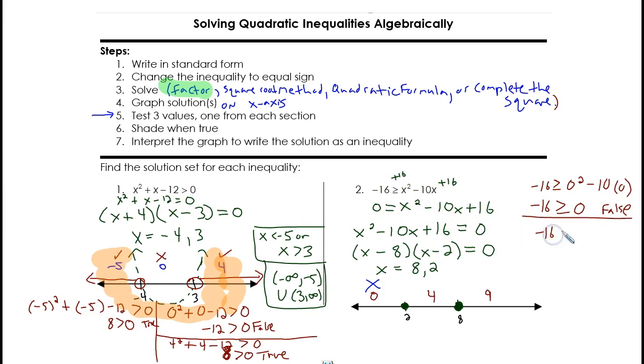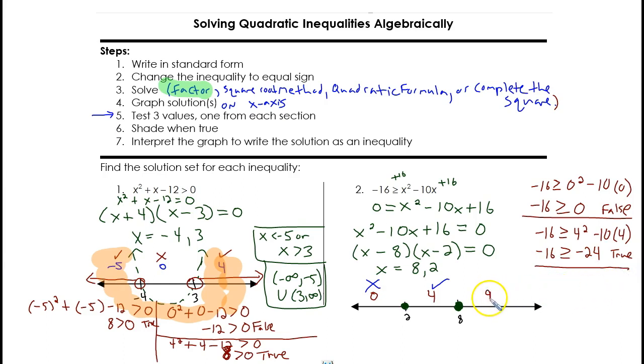I'll plug in 4 for x in the original inequality. So negative 16 greater than or equal to 4 squared minus 10 times 4, and we'll see if this works. 4 squared is 16, 16 minus 40 is negative 24. Negative 16 is in fact greater than negative 24. That is a true statement. Since it's a true statement, that means the middle part is a solution.